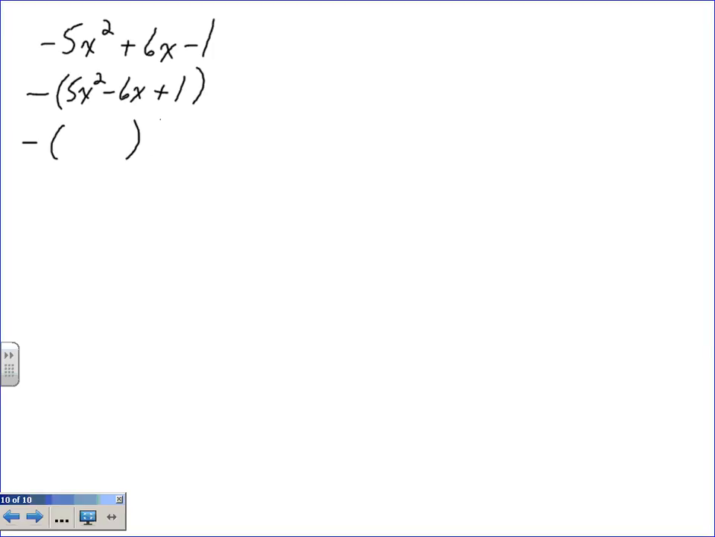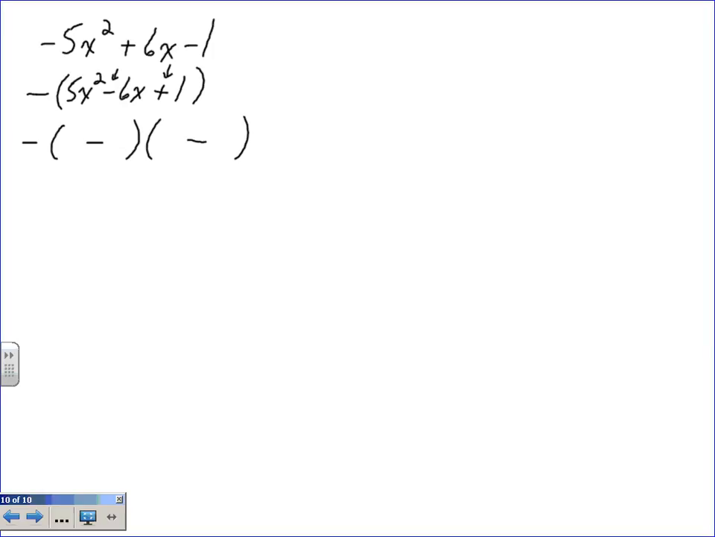Put your two parentheses. All right. Now, that last sign there is positive. What that means is both signs are the same. But they're both negative because the middle one is negative. All right? So let's look at the 5x squared. Don't worry about that negative out front. That's just going to stay there.